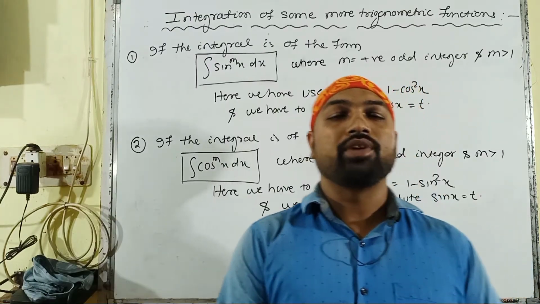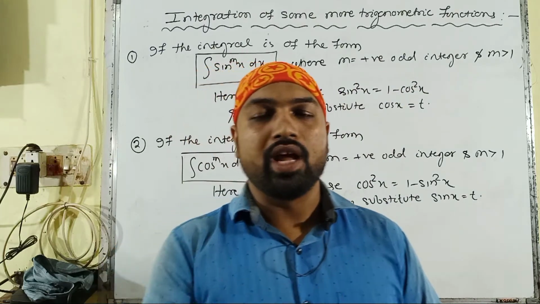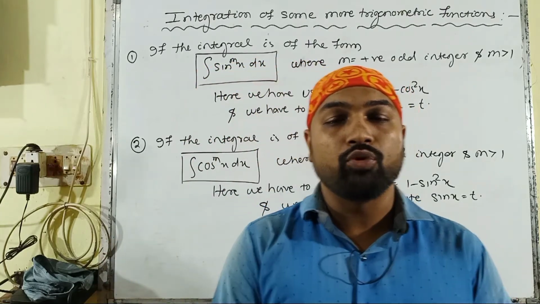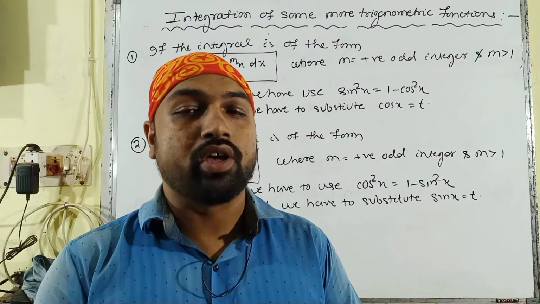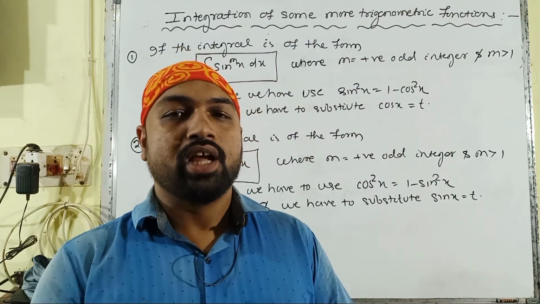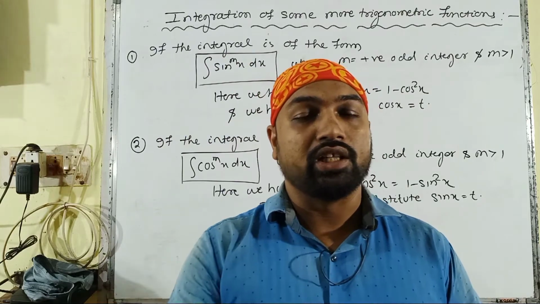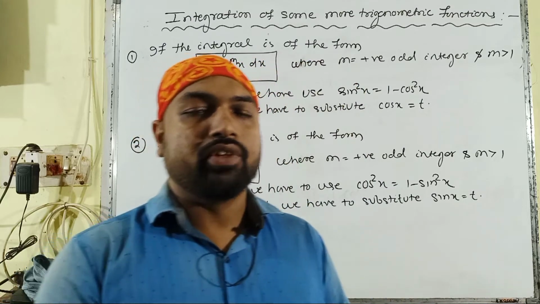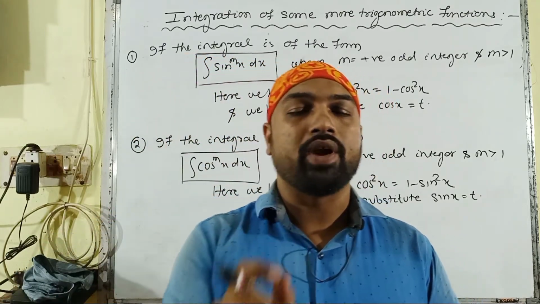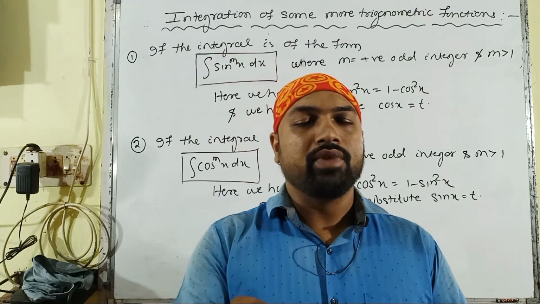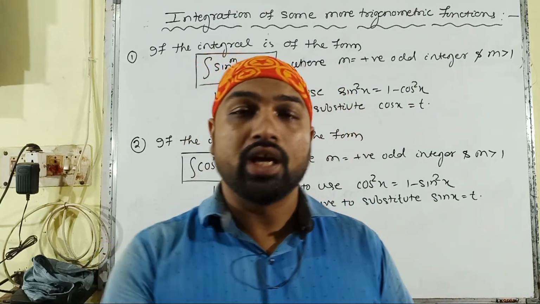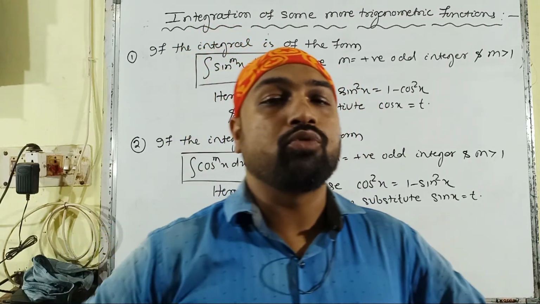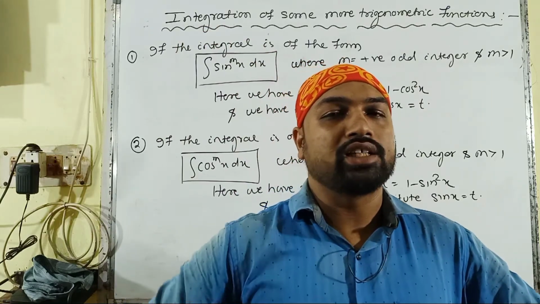If the integral is of the form integral of sin to the power m x dx, where m is a positive odd integer and the value of m is greater than 1, then here we have to use the trigonometric identity, that is sin square x is equal to 1 minus cos square x. And then we have to substitute the cos x function as t. And in the second type, if the integral is of the form integral of cos to the power m x dx, again the value m is a positive odd integer greater than 1, then here we have to use the trigonometric identity cos square x is equal to 1 minus sin square x, and we have to substitute the sin x function as t.